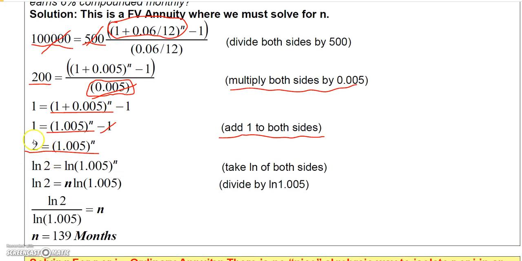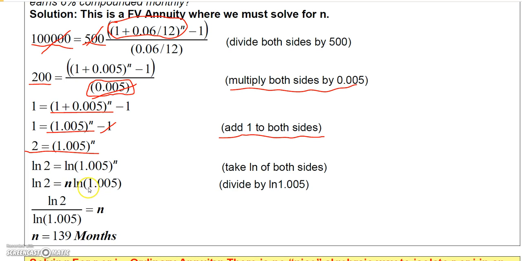And so to solve for n, just take the natural log of both sides. If I take the natural log of the left, I get natural log of 2. And if I take the natural log of the right, I get natural log of 1.005 to the n. And you'll remember with your log properties, you can actually write that as n times the natural log of 1.005. So now you have a number on the left, natural log of 2, equal to n times the number on the right, natural log of 1.005.